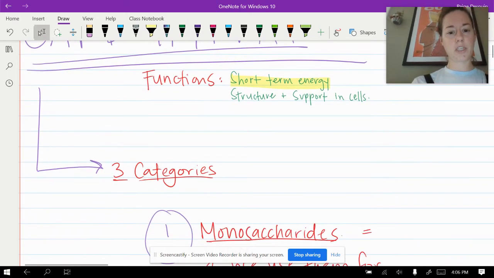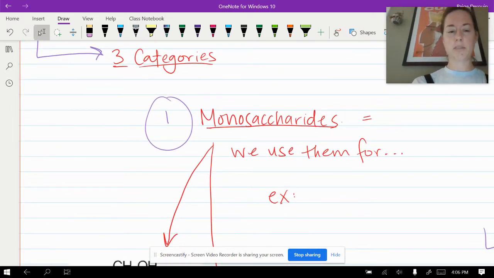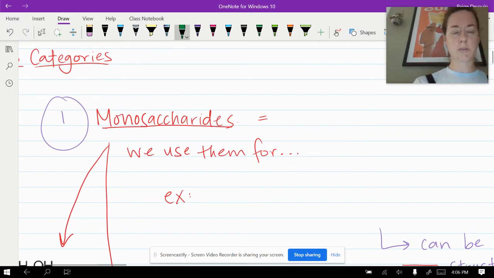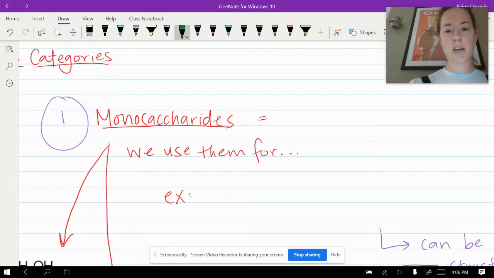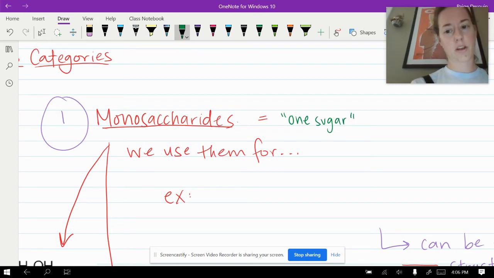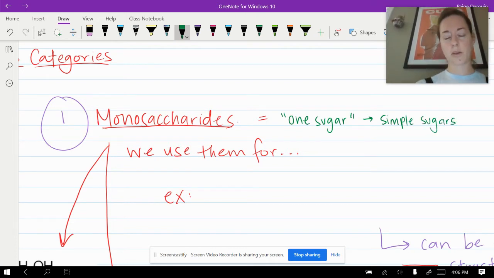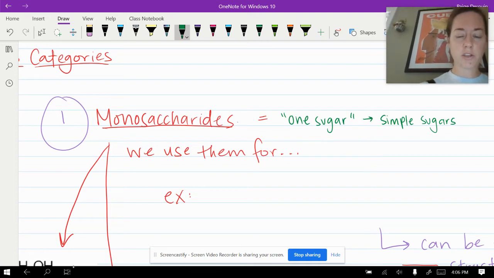All right. So when we talk about carbs, there are 3 different categories of them. The first one is monosaccharides, and we kind of talked about this in the last video. Monosaccharide means one sugar. These are also known as simple sugars, and we use them for quick energy sources.